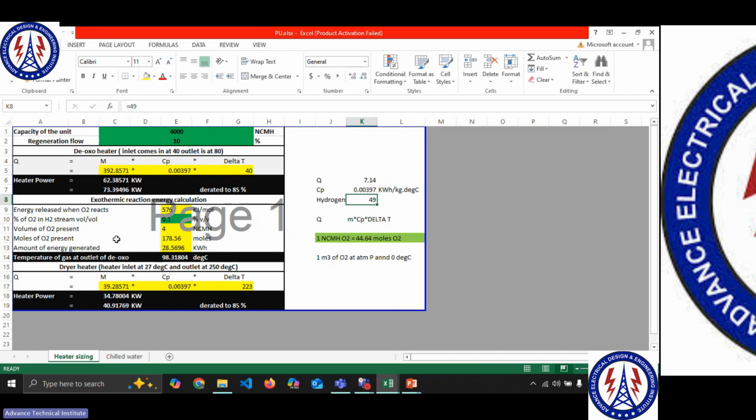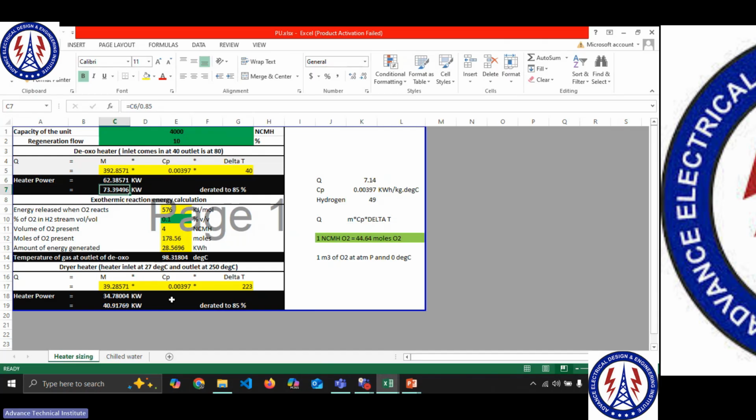I'll come to that. So now I already told you that this is an exothermic reaction. If you remember our conversation, heater power is calculated how? MCP delta T, right? So we are increasing the temperature of hydrogen by 40 degrees Celsius. So that is the heater power, the heating power, and then we raise it to 85.